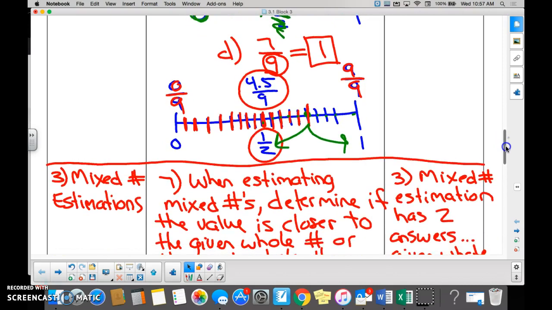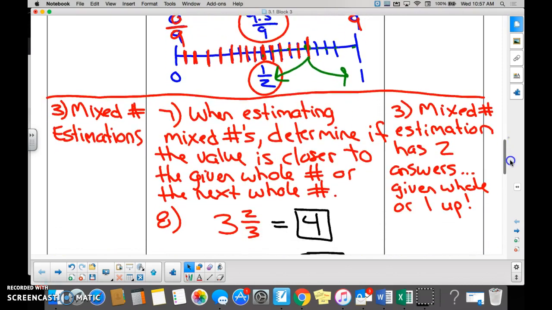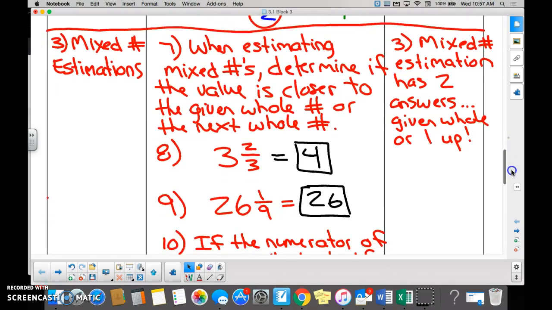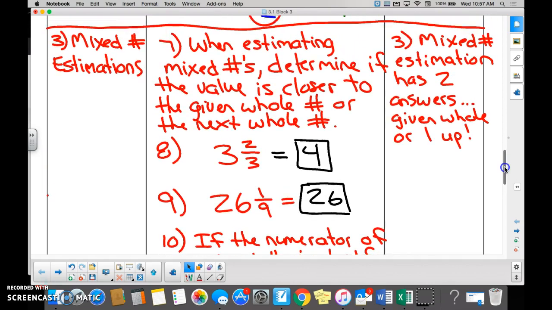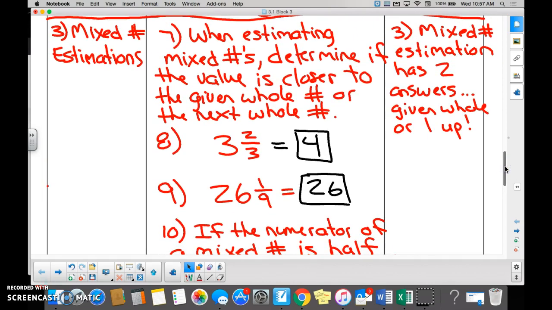Okay. Mixed number estimation. This is going to be a longer video. I'm sorry. Mixed number estimation. Is there any work required? No. You have 2 answers. On the count of 3, tell me what your 2 answers are when giving a mixed number. 1, 2, 3.